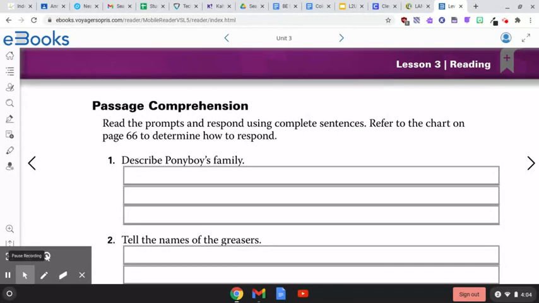Now we need to turn the prompt into a question to confirm our understanding. The question would be, what is Ponyboy's family like? I remember that Ponyboy lives with his brothers Darry and Soda Pop, but I can't remember why or what they are like. I need to return to the text and find out the details, since that is what I need to provide.